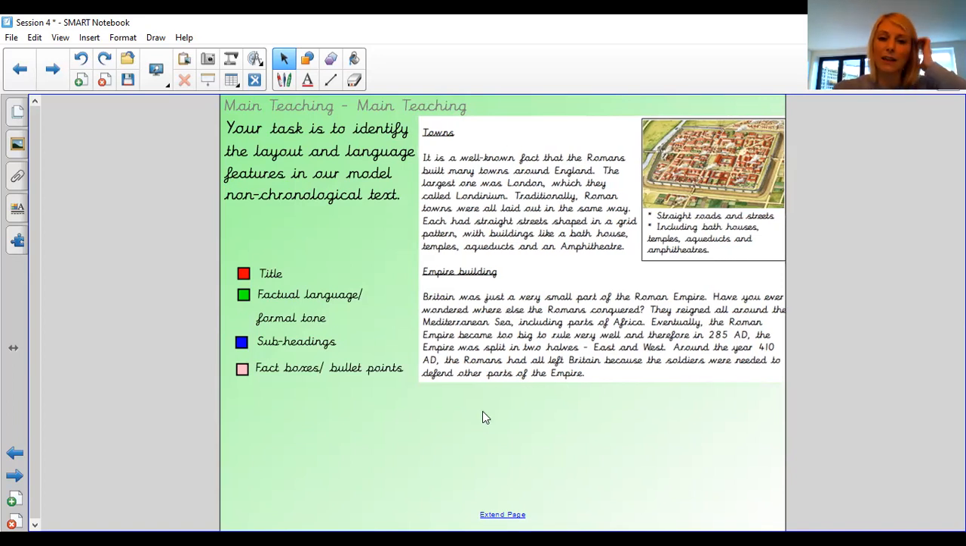Let's start going through together though. So a title. We haven't actually got the main title here, have we? The title was right at the top of the text and it was the Romans.